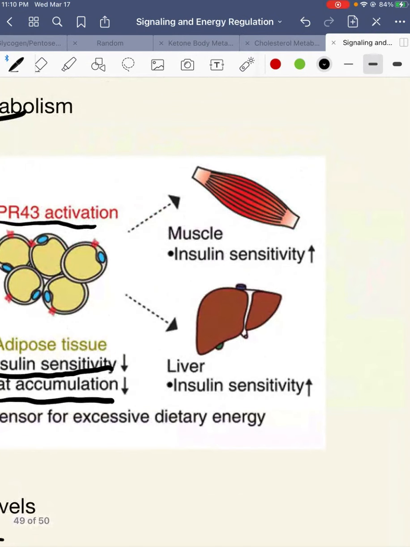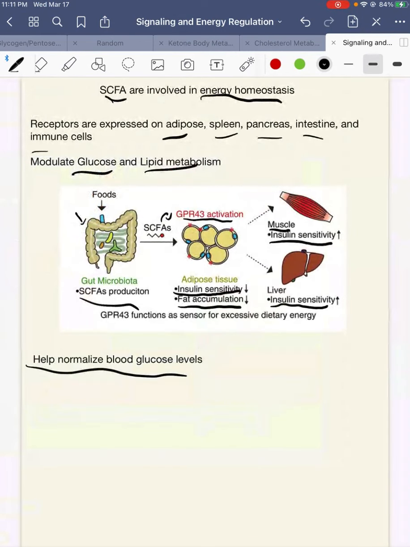They can also act on muscle. They increase insulin sensitivity here. Insulin sensitivity in muscles is good. That means the muscle is taking up the glucose from insulin, and then the muscle is able to contract and use that. They do the same thing with the liver, and insulin sensitivity in the liver is always really good because your liver is the regulatory organ which helps regulate everything from blood glucose levels to glucose entering the blood or glucose leaving the blood. So you want to increase insulin sensitivity in the liver. So gut microbiomes producing short chain fatty acids is very important in our body and our metabolism.